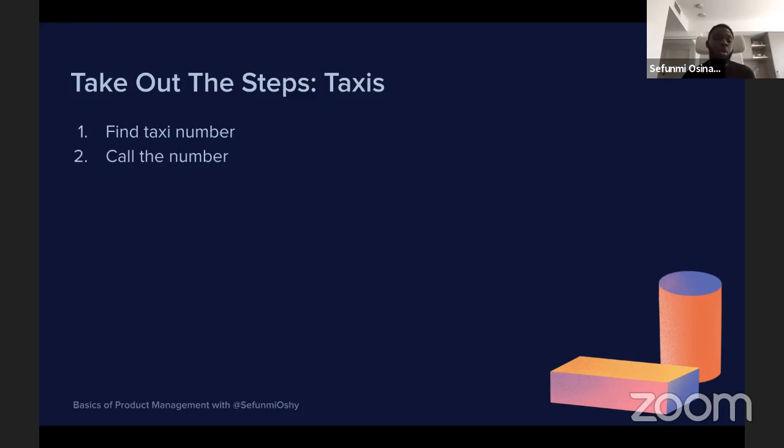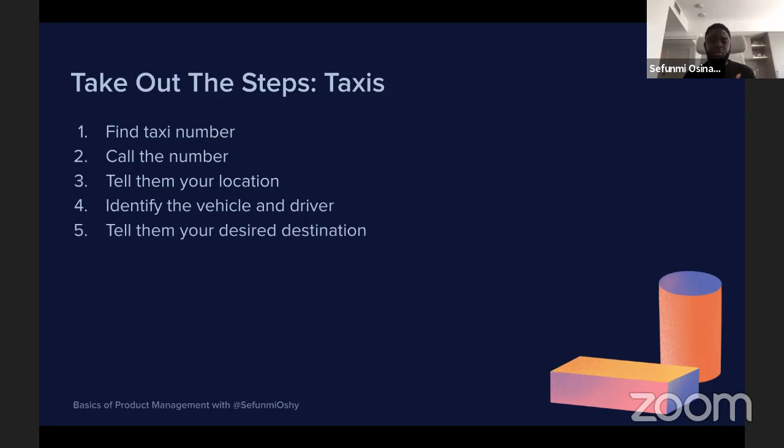You then call the number, call the dispatcher, and say, hey, I need a taxi. You tell them, hey, I'm at such-and-such location, come and pick me up. And then you might even tell them, hey, this is where I'm going. But if you don't tell them, they'll call you. You then identify that vehicle and the driver. They'll tell you, hey, I'm in a Toyota Prius or whatever. You identify the vehicle. You know who your driver is. Next, you tell them, hey, I'm going to such-and-such place. You might have told the dispatcher, or you have to tell the driver. Or in some cases, you tell both.